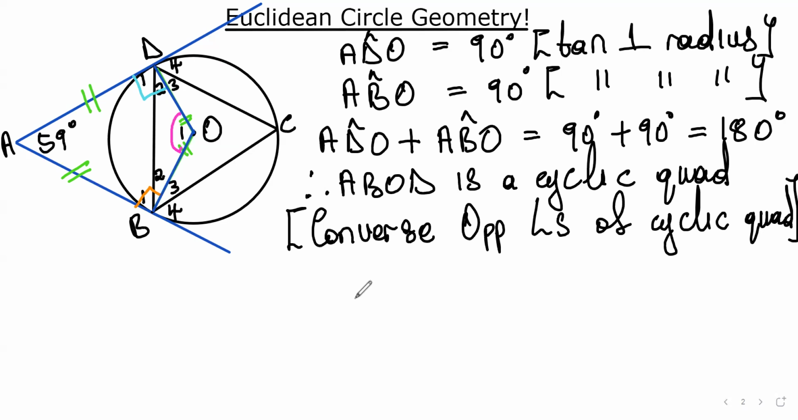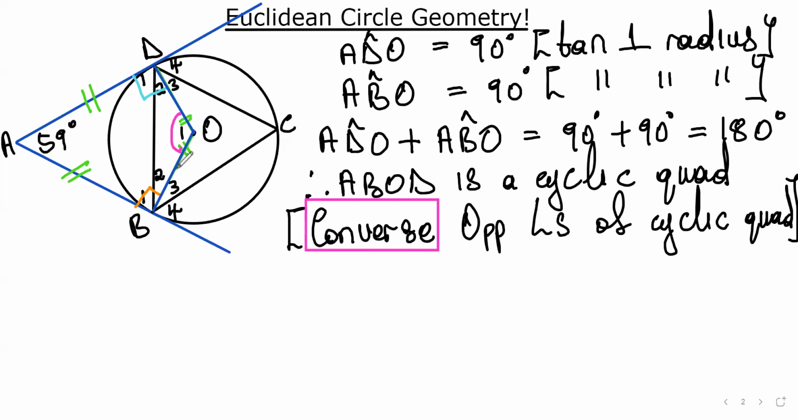Yes, because the converse says if those two opposite angles add up to 180, then this is a cyclic quad. But ideally, I think easier reasons are the ones where you begin with the converse. Converse of this theorem, converse of that theorem, converse of that theorem, and then you're fine. But of course, it's not the only way.